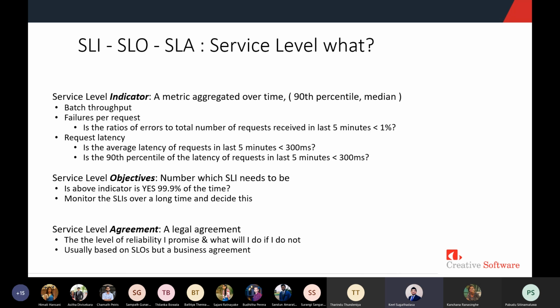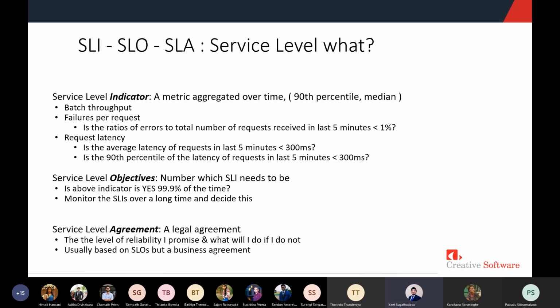So as an example, it can be the batch throughput. If your microservice is handling batches of data, we can say that the throughput is an indicator that your system is working well. Or you can say how many failures are happening in every request, or for a number of requests. So that's a way that you can indicate that your system is performing well. And the request latency, that's also another indicator. Similarly, you can have different kinds of indicators to indicate that your system is performing well.